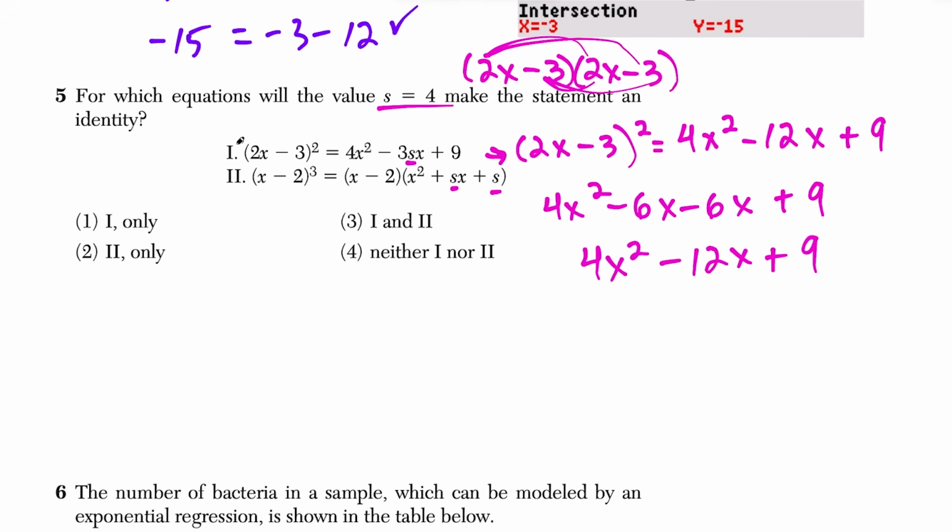So this for sure is an identity. So Roman numeral 1 is good, which means that choice 2 is out and choice 4 is out. So now let's investigate Roman numeral 2. So for this one, I'm going to write it over here.